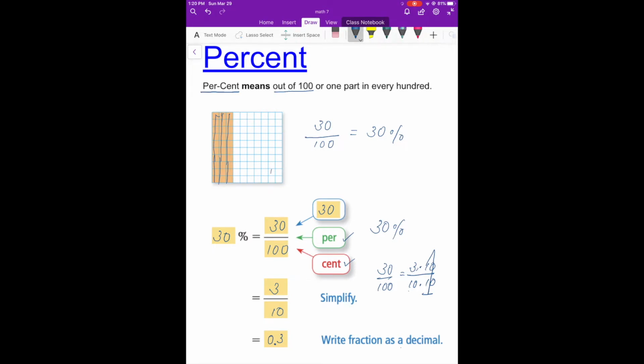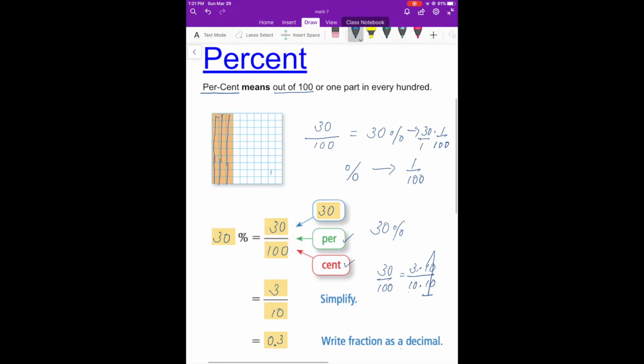So percent means out of 100, one part in every 100. And for percent, you use this symbol. So percent means 1 out of 100. So 30% means 30 times 1 out of 100. Without the percent sign, that becomes 30 over 100, because it is 30 over 1 times 1 over 100. So hope you understand what percent is.